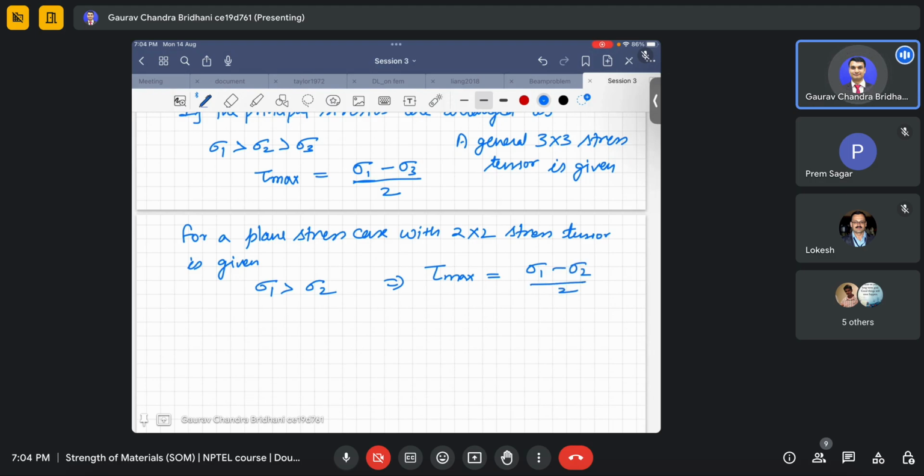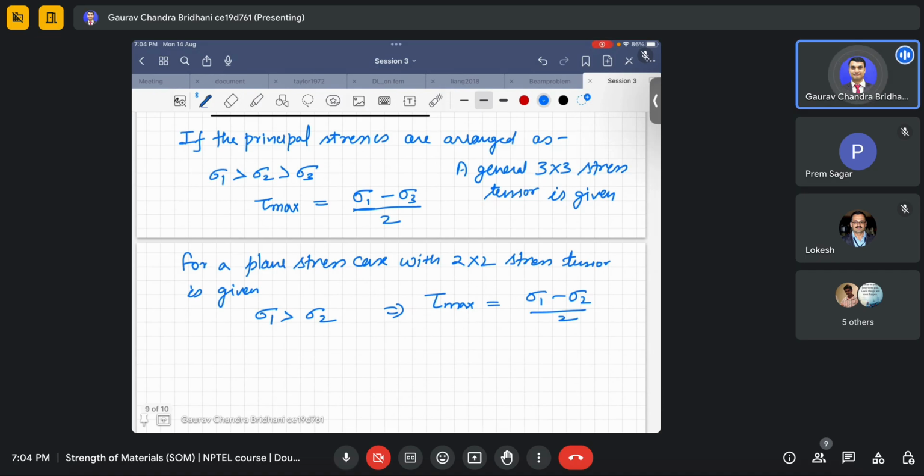Basically from here what we see is that the maximum shear stress is half of the difference between the maximum and minimum values of the principal stress. Here this is the maximum principal stress and this is the minimum principal stress, and here this is the maximum and this is the minimum. So it will always be half of the difference between the maximum and the minimum principal stress.